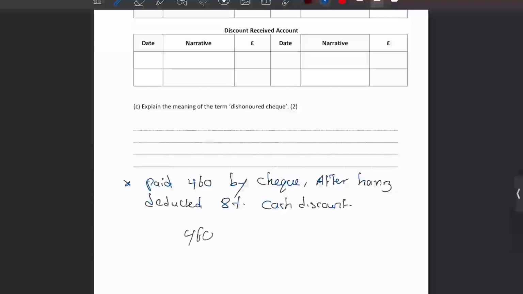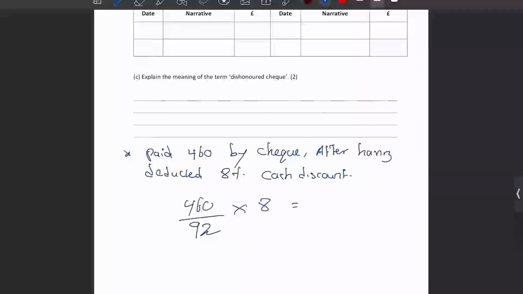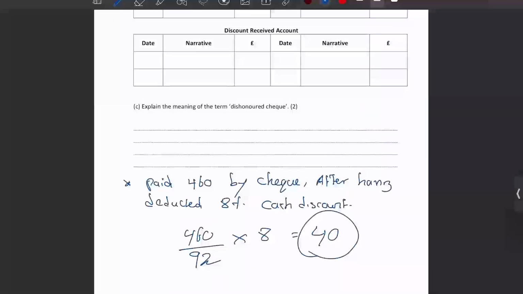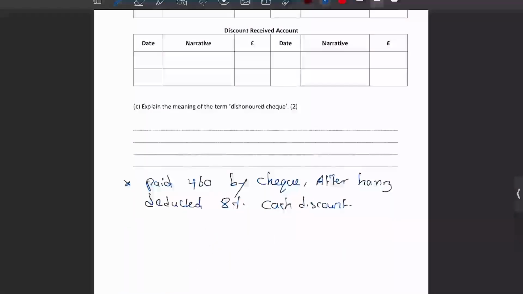460 over 92. If you get an 8% discount from 100, you remove that 8. So what you paid is equal to 92%. Then you have to divide it by 92. How much is the discount? 8%. Multiply it by 8. What is your answer? 40. 40 is your discount. Understood? I'm giving you another example. I know some people still didn't get it. I'm going to keep doing this till you get it. Some people got it, try to perfect it.